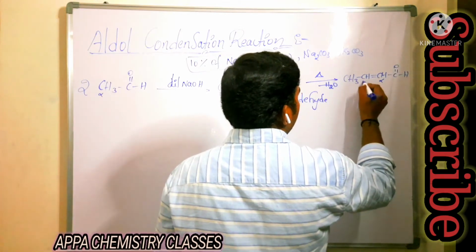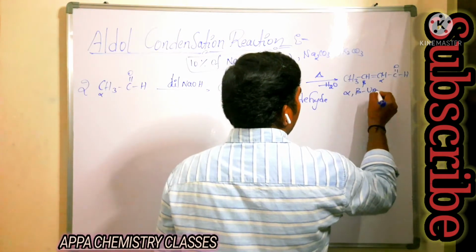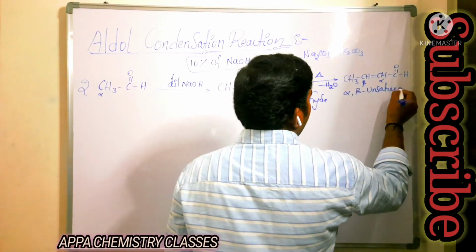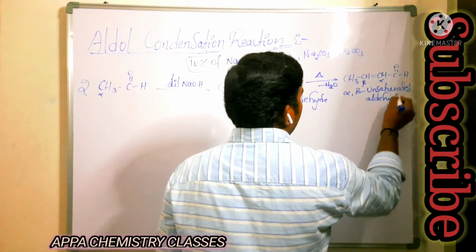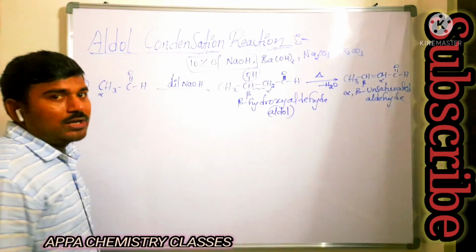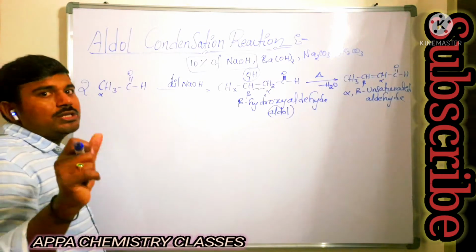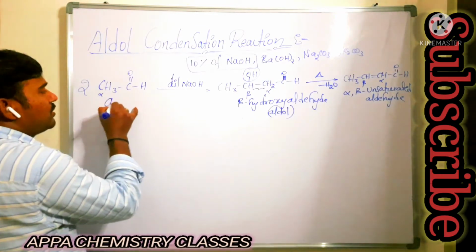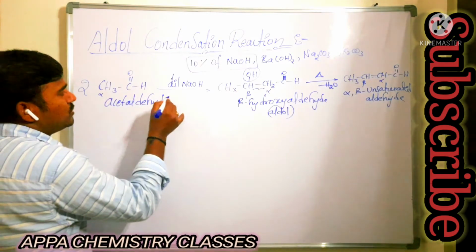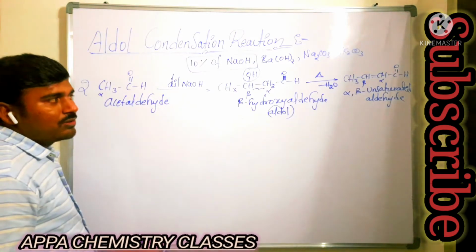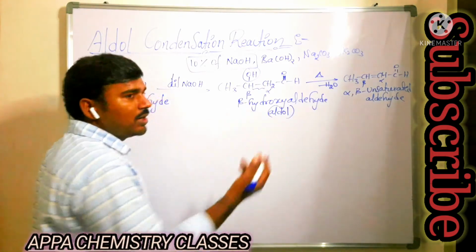So we are getting an alpha beta unsaturated aldehyde. It is called the condensation product. That is aldol condensation. It should have at least one alpha hydrogen. So this is acetaldehyde; when it reacts with dilute sodium hydroxide, we get the beta hydroxy aldehyde. That beta hydroxy aldehyde is called aldol, which then undergoes condensation.